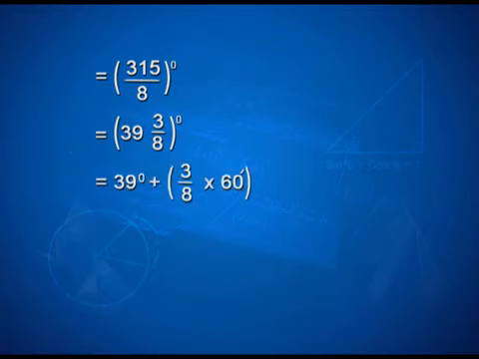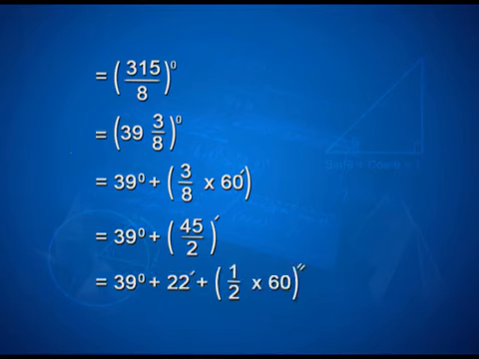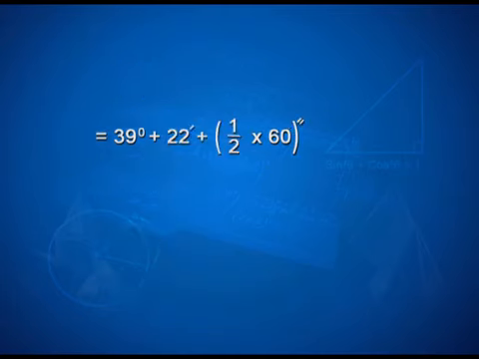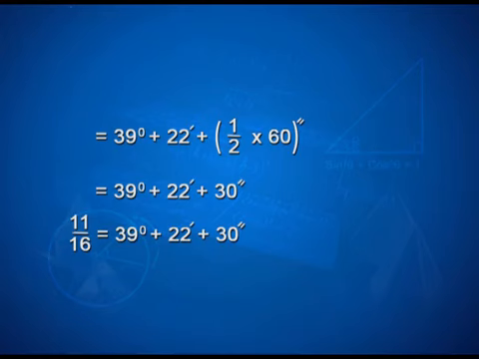39 degrees plus 3 upon 8 into 60 minutes can be again expressed as 39 degrees plus 45 upon 2 minutes, or 39 degrees 22 minutes and half of 60 seconds, which is again simplified as 39 degrees, 22 minutes and 30 seconds.